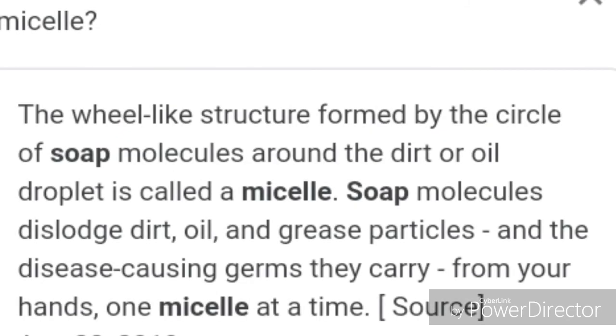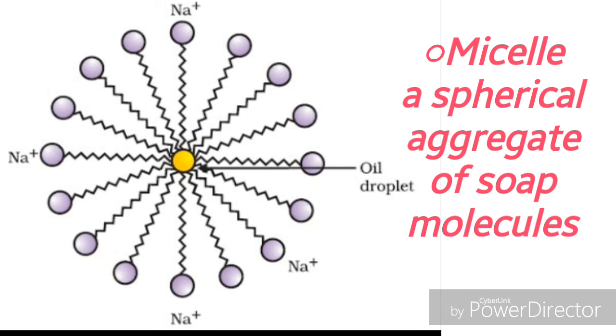The wheel-like structure formed by the circle of soap molecules around the dirt or oil droplet is called a micelle. Soap molecules dislodge dirt, oil, and grease particles, and the disease-causing germs they carry from your hands one micelle at a time. This is the structure of micelle. A micelle is a spherical aggregate of soap molecules.